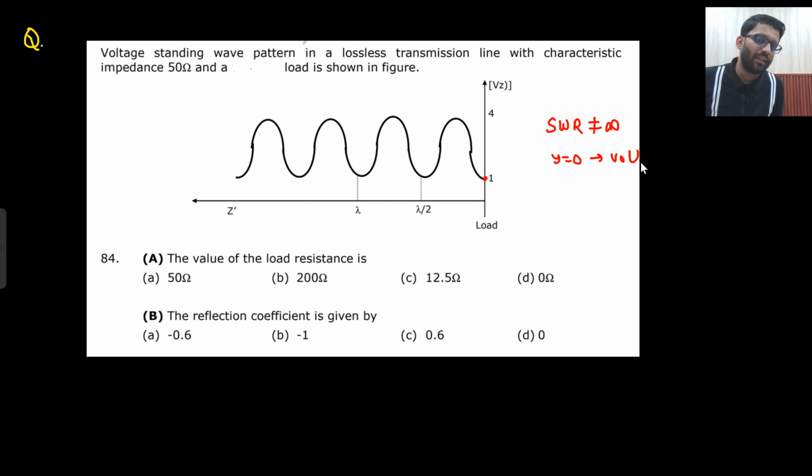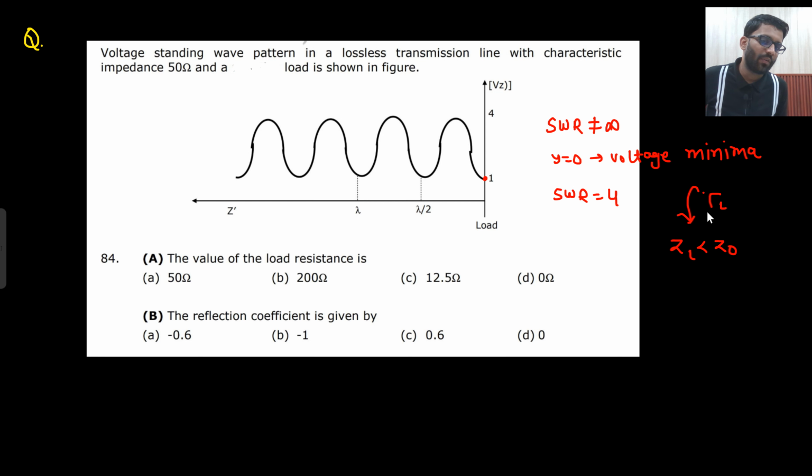What is that? There is voltage minima at y equals 0. Standing wave ratio is not equal to infinity; standing wave ratio is equal to 4. So certainly it has to be a resistive load. But what kind of load would be there? ZL greater than Z0 or ZL less than Z0? Since voltage minima is there, that means ZL is less than Z0. Because if voltage minima is there, that means mode of gamma L would have been negative. So ZL less than Z0.